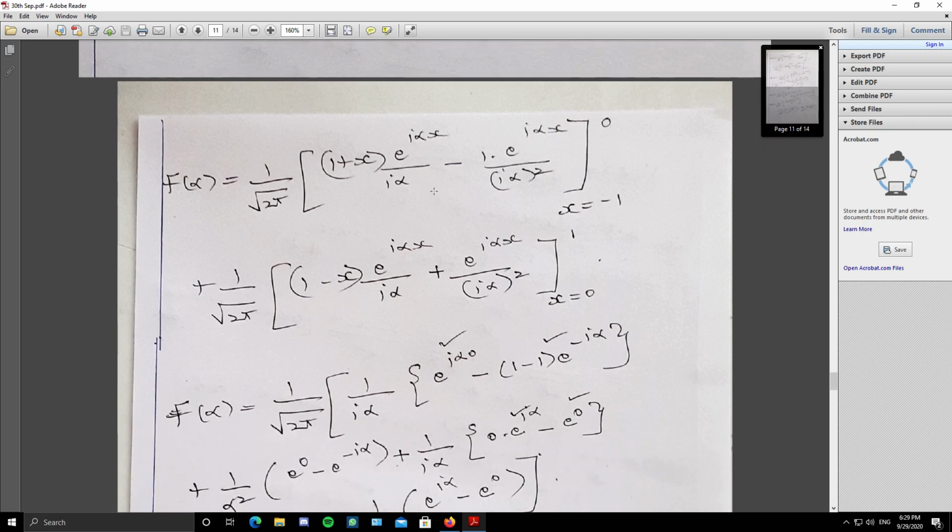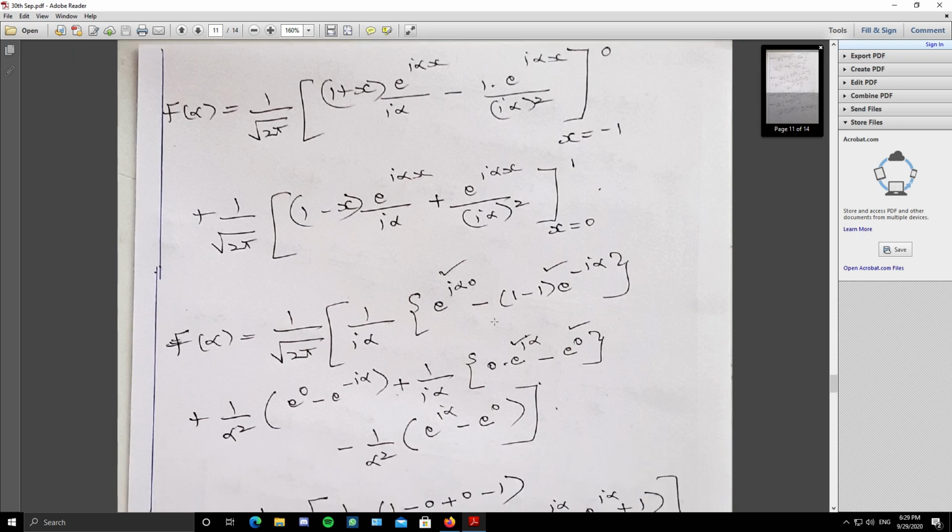Then we are substituting the limits. 1 by i alpha, take the constant term out. 1 by i alpha, when x takes the upper limit, it is e power 0, 1. When x takes the lower limit, 1 plus x becomes 0. And here my i square is minus 1. So minus of minus is plus, so plus 1 by alpha square, when x takes the upper limit, e power 0 minus e power minus i alpha. And here plus 1 by root of 2 pi, 1 by i alpha is taken out. When x takes the upper limit 1, 1 minus 1 is 0. When x takes the lower limit 0, it is minus e power 0, plus 1 by i square, so minus 1, so minus 1 by alpha square.